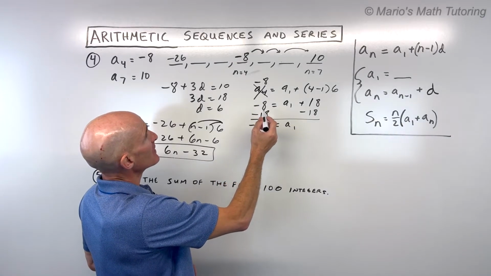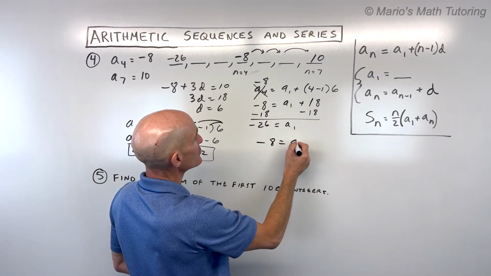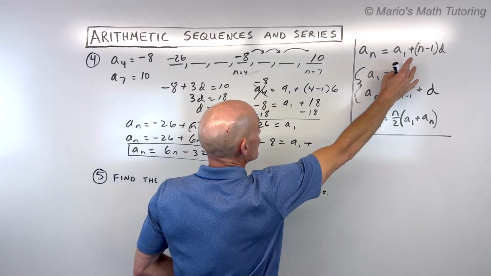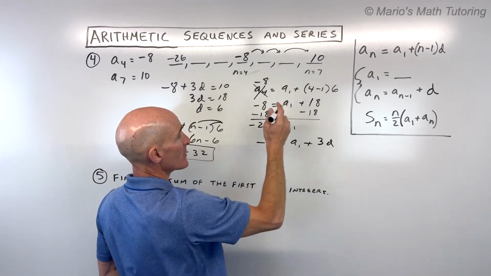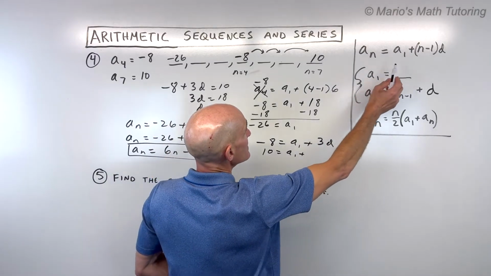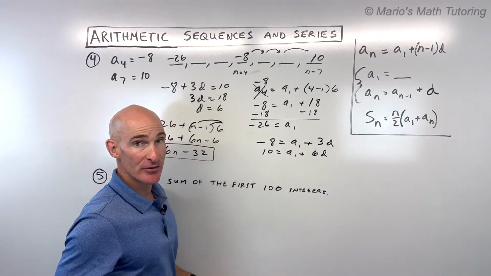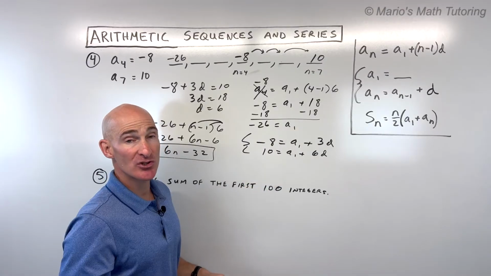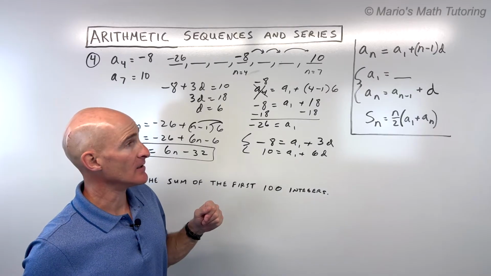So you could say, like we did here, negative 8 is equal to the first term, which we don't know, plus n minus 1, so this would be 4 minus 1, which would be 3d. We can make another equation with this term here. We could say 10 is equal to a sub 1, which we don't know, plus 7 minus 1, which is 6d. So you have two variables, the first term and the common difference. You have two equations. You can solve this using substitution or elimination or graphing like that. So that's another way to find a1 and d.